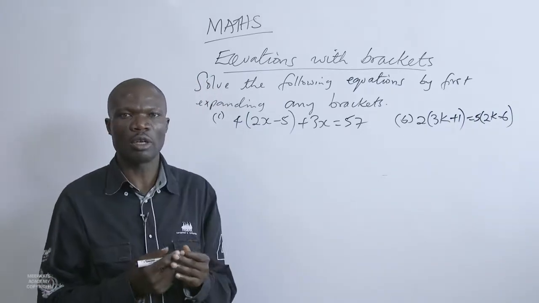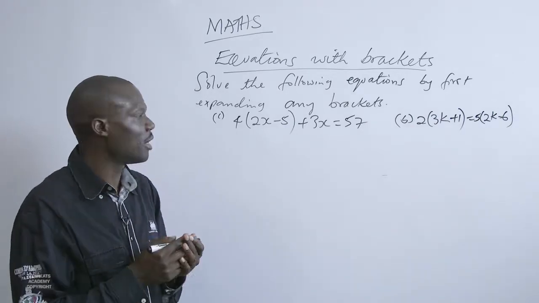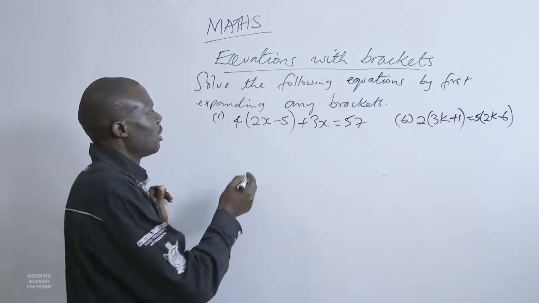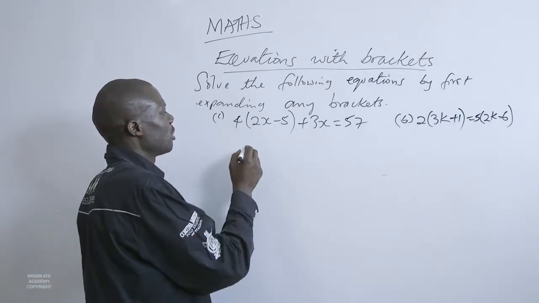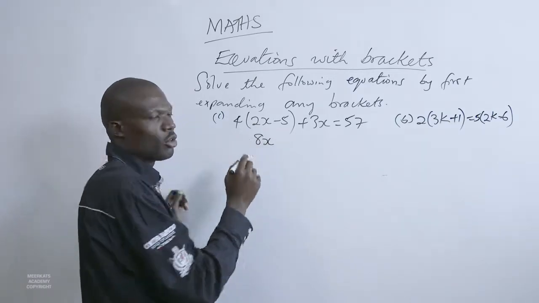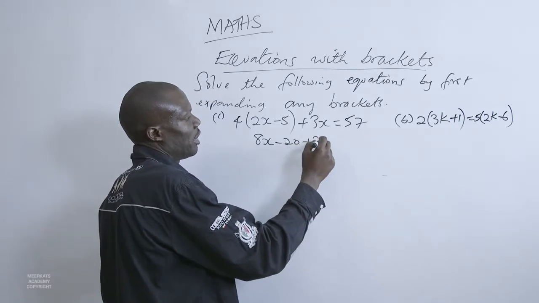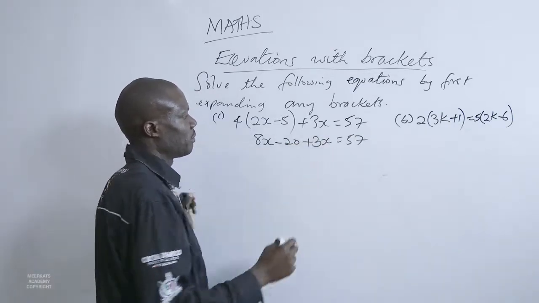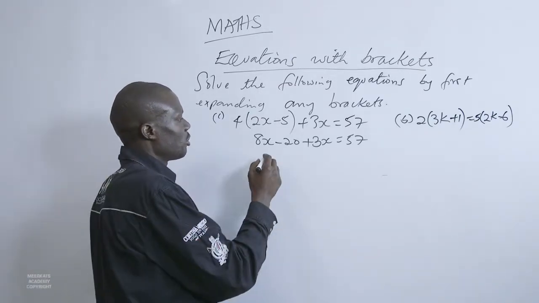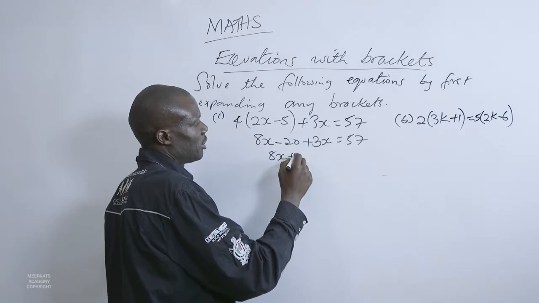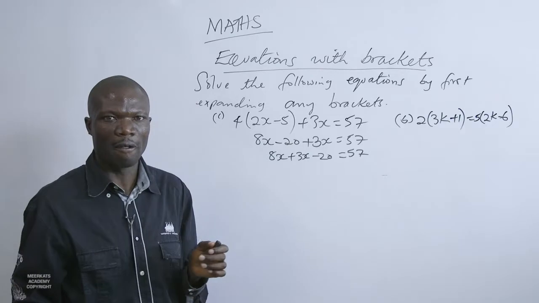Looking at the first one, this requires us to collect like terms given various terms. The distributive law will allow us to say 4 times 2x will give us 8x, 4 times minus 5 will give us minus 20, then plus 3x is equal to 57. Bring the like terms together. This will be 8x plus 3x minus 20 is equal to 57.